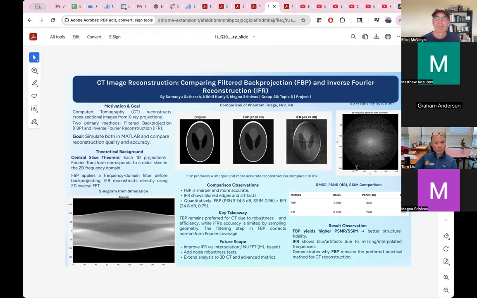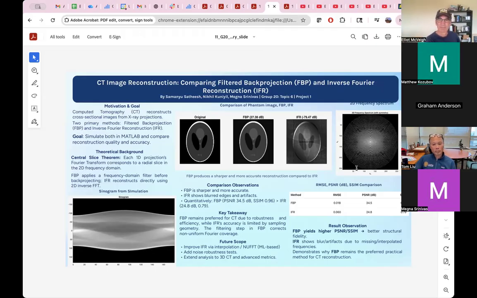Perfect. So today our project basically focused on comparing the two fundamental methods for CT image reconstruction: filtered back projection and inverse Fourier reconstruction. Our goal was to simulate both in MATLAB using the Shepp-Logan phantom and generate projection data, or sinograms, to evaluate accurately how each method could reconstruct the original image. Theoretically, both are based on the central slice theorem, which links 1D projections to lines through the object's 2D Fourier transform. But in practice, they actually behave really differently.